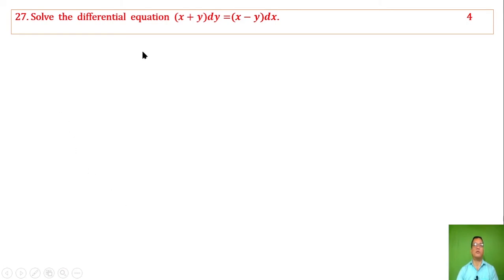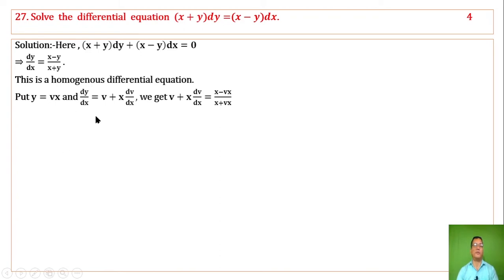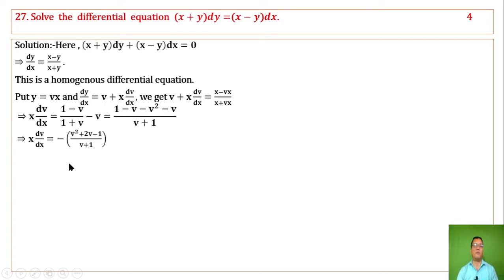Question number 27. Solve the differential equation. 4 marks. dy by dx is given, which is a homogeneous differential equation. Put y equal to vx and dy by dx equal to v plus x dv by dx. We get v plus x dv by dx equal to x minus vx by x plus vx. After calculation we get this, with dv terms on one side and dx terms on the other, that is separation of variables.